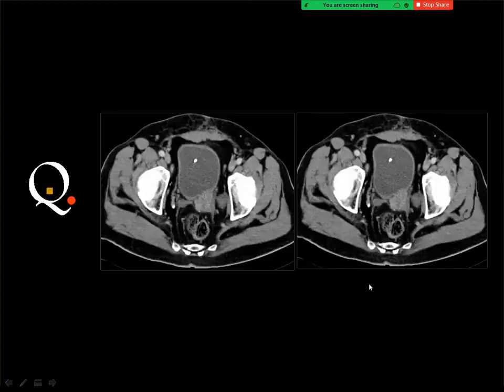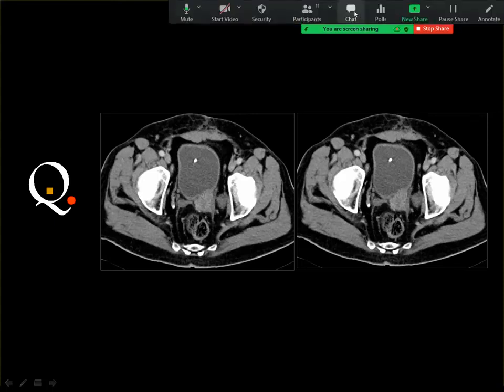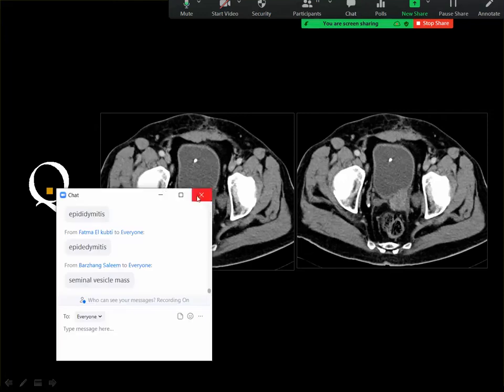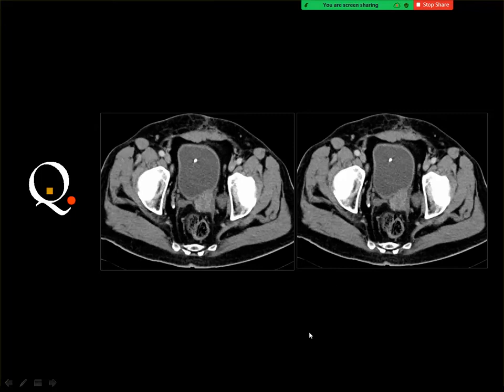And this is the urinary bladder catheter, but the rest of the course is not shown. But the problem is not in the bladder. Yes, and this is the right answer. This is the seminal vesicle mass.